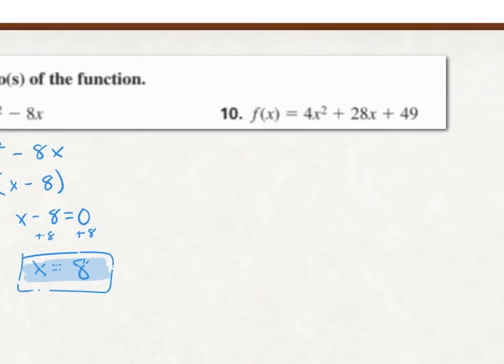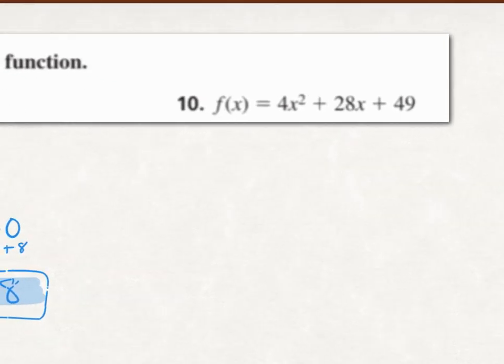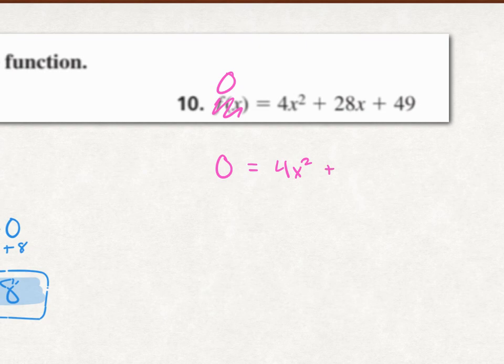All right, let's take a look at number 10. What do we do first here? Okay, we change our f of x to 0. So we have 0 is equal to 4x squared plus 28x plus 49. What do we do next?